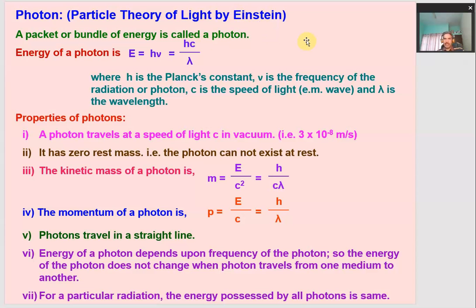He explained the behavior of the photon in terms of these points. Very first is that a photon travels at the speed of light c in vacuum.